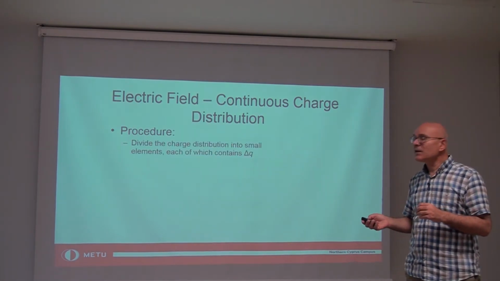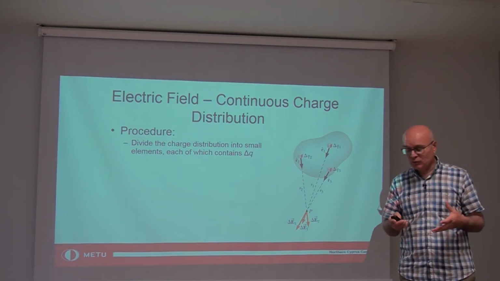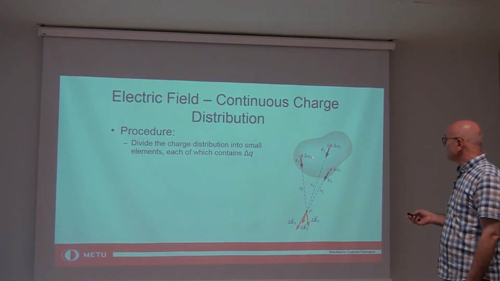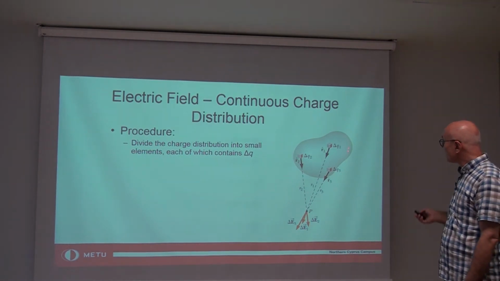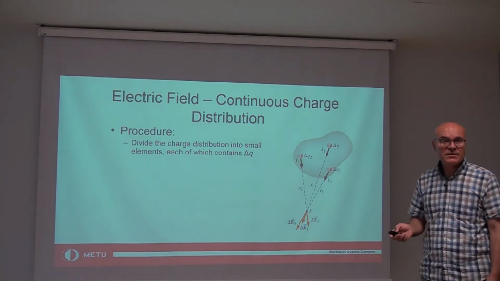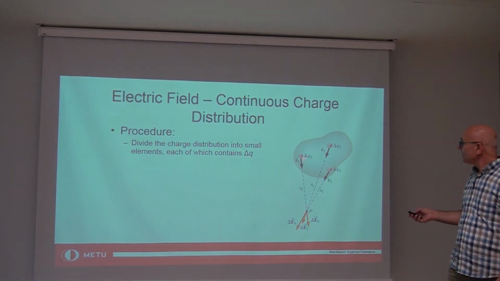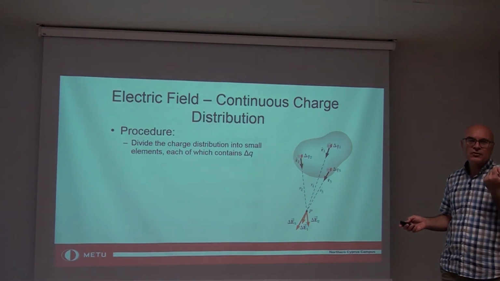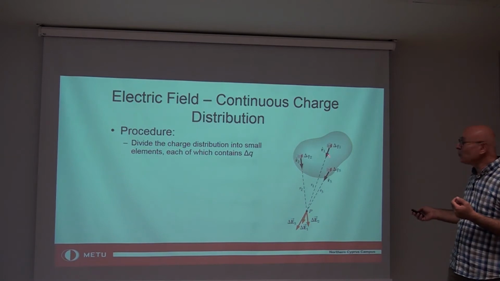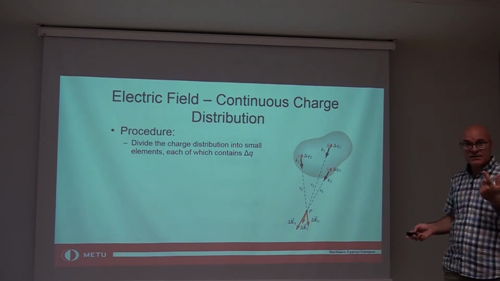So first we divide the continuous charge distribution into infinitesimal portions. As you can see here, we have a charge that is distributed over some region in space, and we divide this into small delta Qs so that these delta Qs can be treated as point charges. I'm showing a few of them here, but the whole thing is divided into these small delta Qs. This is the first thing.